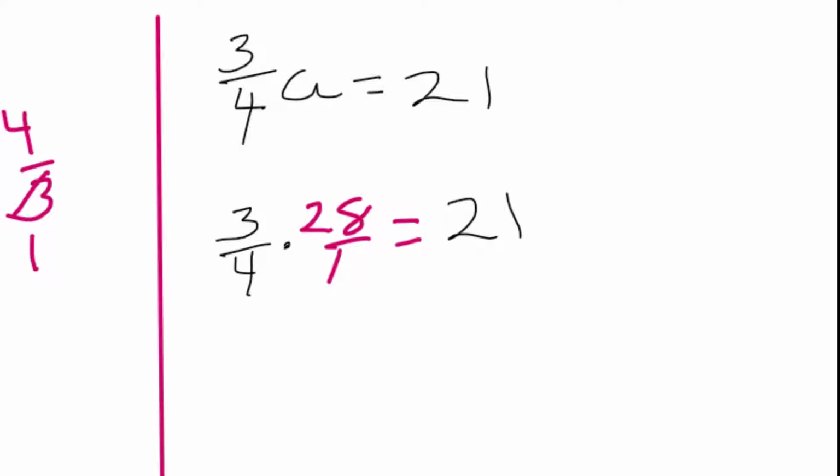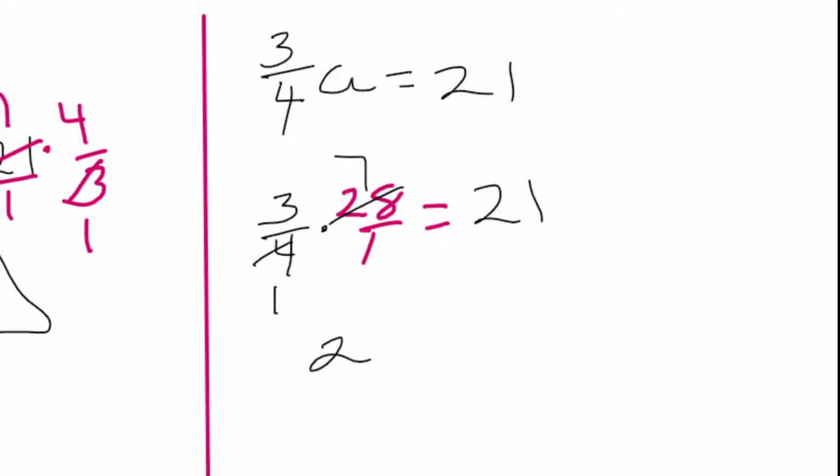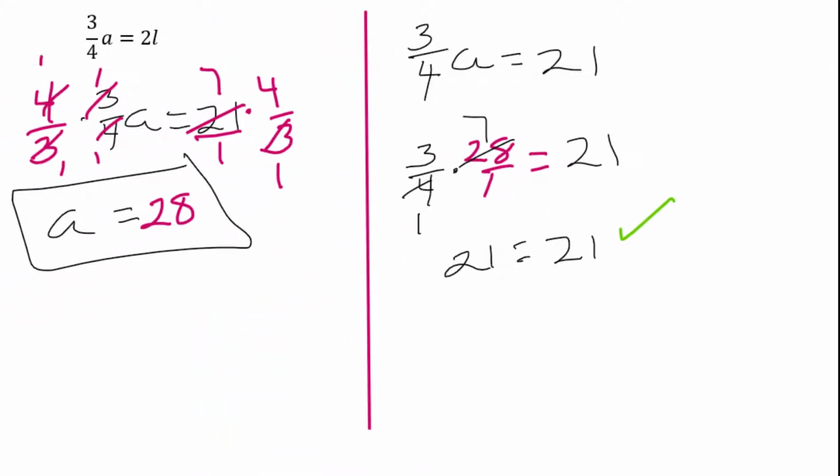Okay. Now, is there anything I can simplify here? Yes. 4 is a factor of 28. So 4 divided by 4 is 1. 28 divided by 4 is 7. Great. I can't simplify the 3 with anything, so I'm done simplifying. Now I just multiply straight across. 3 times 7 is 21. Excuse me, 1 times 1 is 1. So 21 equals 21. Is that statement true? Of course it is. So I know that a definitely has a value of 28 in this equation.